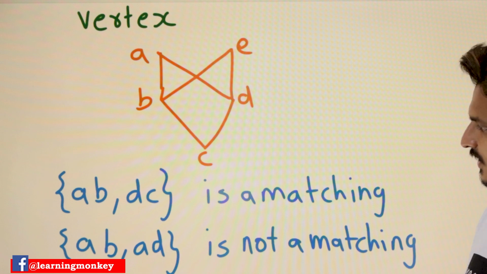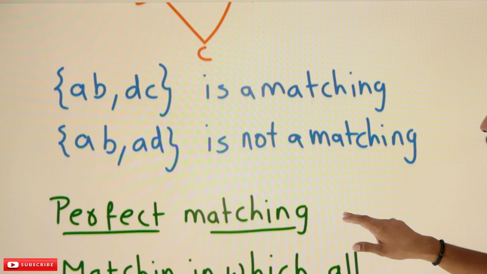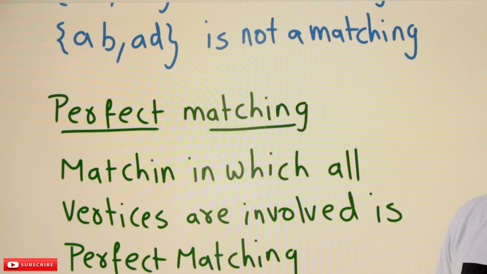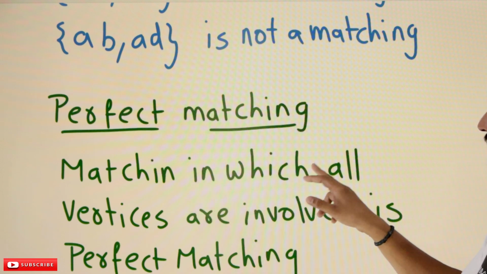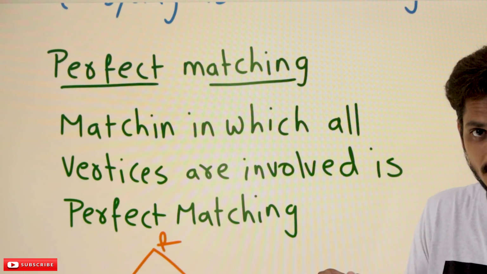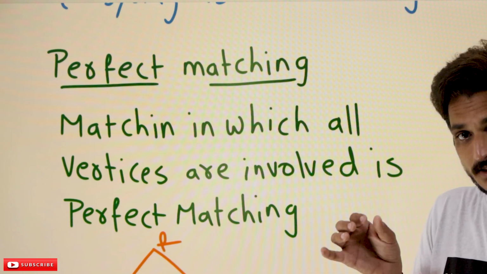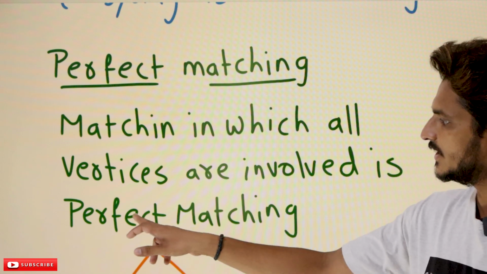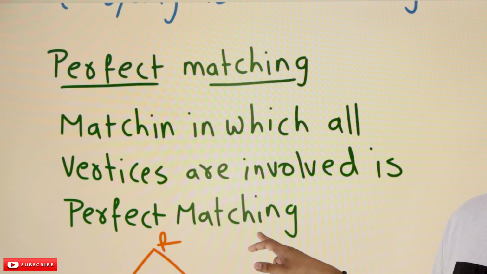Next example, you are going to understand much better. Now coming to the next example, a perfect matching. It is a matching in which all vertices are involved. If you select some set of edges, and in that set of edges all the vertices are involved, then we say it is a perfect matching.